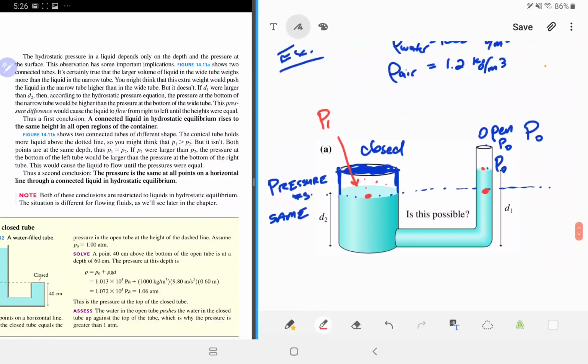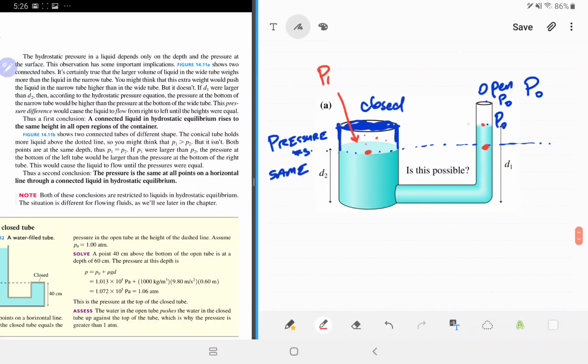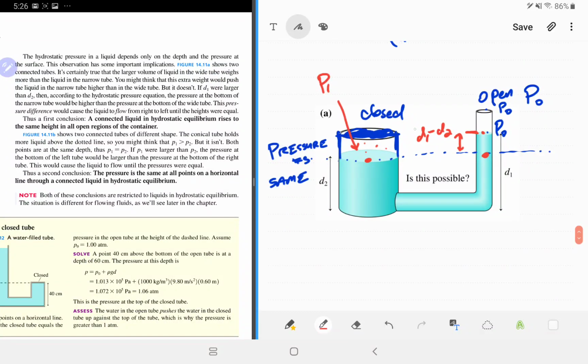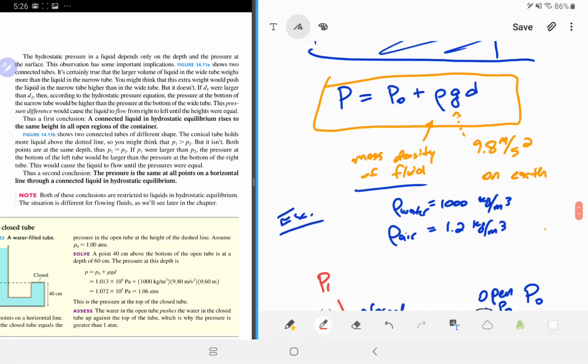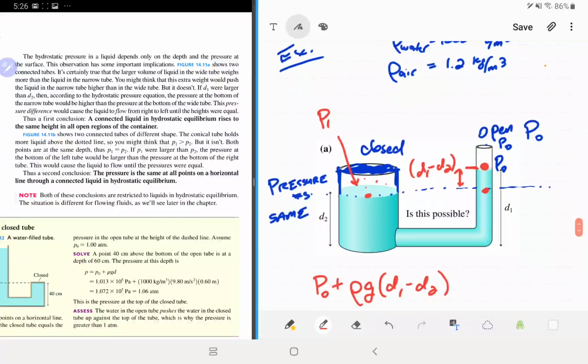Right? And to relate these two, we can start right here, where the pressure is P naught, and then we can add in the depth right here. So it looks like this distance right here is D1 minus D2. D1 looks like it's bigger than D2, so D1 minus D2 is a positive quantity. Okay, so that'll be the depth that we go into the liquid on the right there. So if we start at P naught, that's this point right here. And then we go rho g times D1 minus D2. That's the depth in the liquid, according to this.